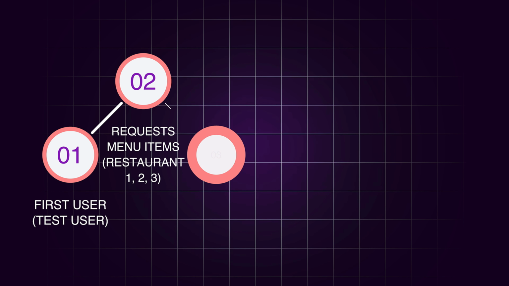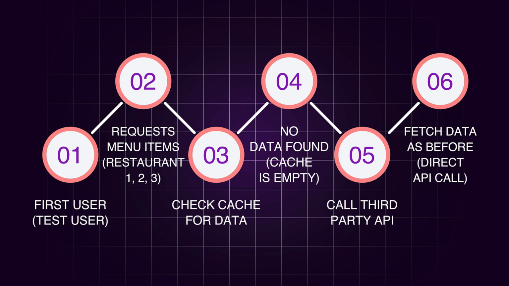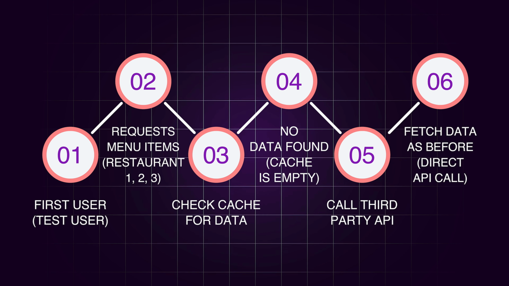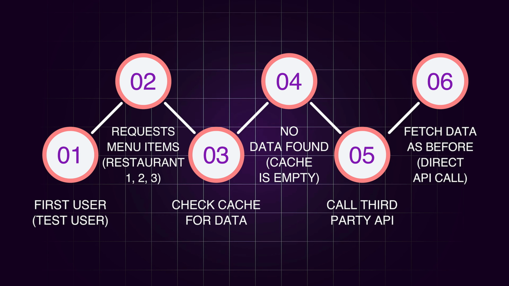So here's exactly how the caching solution worked. The first user, almost like a test user, requests menu items from restaurant 1, 2, 3. We check Redis, there's no data found, which means the cache is empty. That means we call the third-party APIs, doing what we were doing before: we call the restaurant information, menu items, and images. We process it all, get back that object, save it in Redis, and then return it to the user. We then set a TTL of 8 hours, which means that object gets deleted in 8 hours.